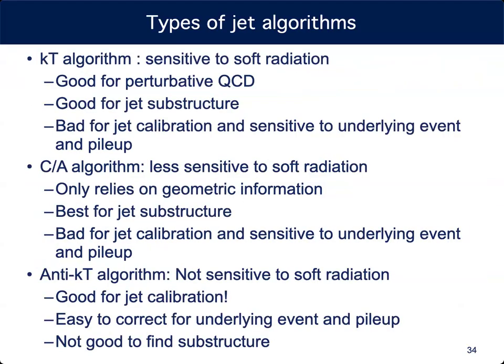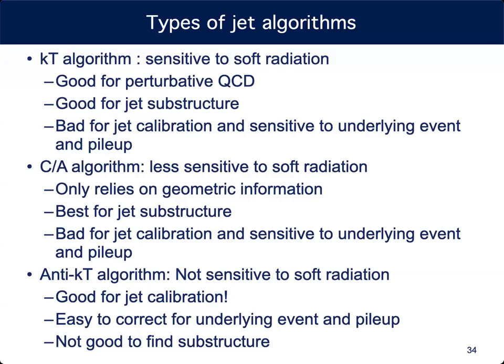Okay, so which one of these is best? It depends on what you want to do. We use all of them at the LHC and other places. The KT algorithm is very sensitive to soft radiation, which means it's great for calculating things in perturbative QCD. You're not artificially restricting your radiation pattern. It's just guessing where it is by picking out where the actual radiation went. This is really good for jet substructure, which we're going to talk about tomorrow. But it's terrible for jet calibration, and it's very sensitive to underlying event and pileup because it has a non-uniform area. So it's harder to correct for these experimentally.